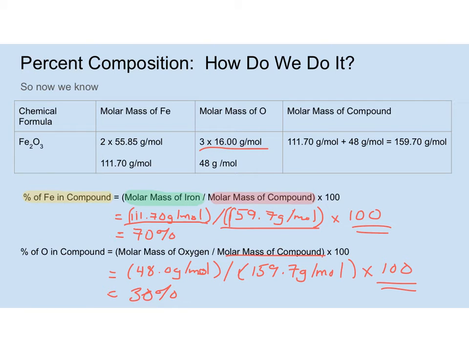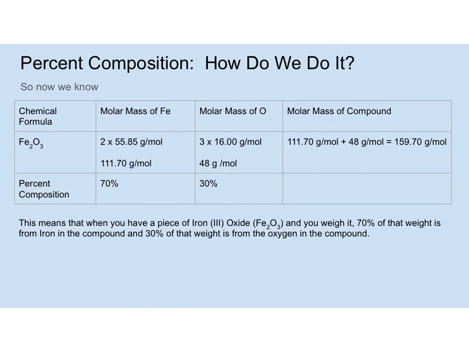Okay. So 30%. That makes sense, because these two should add up to 100%. When you look at that compound, most of the weight is coming from iron, and just a small amount is coming from oxygen. So now we've added to our relation that we have. Now we know that 70% is coming from iron and 30% is coming from oxygen.